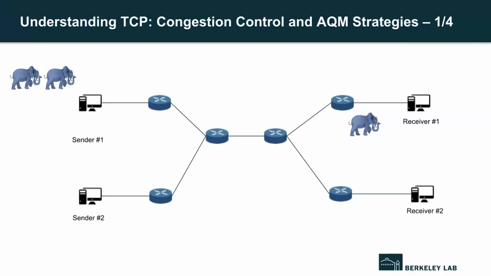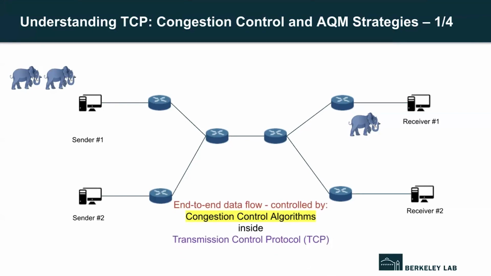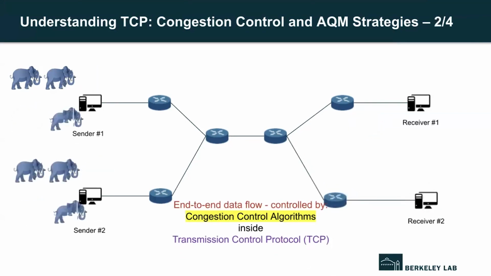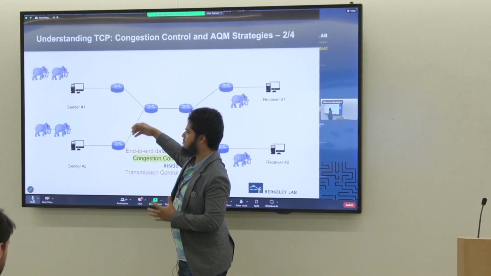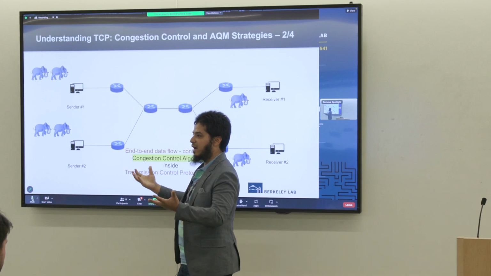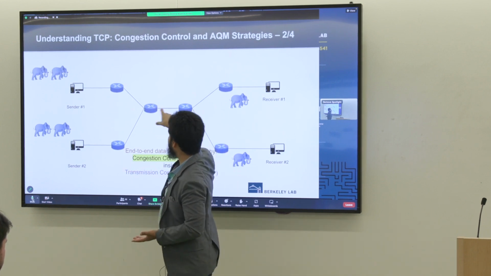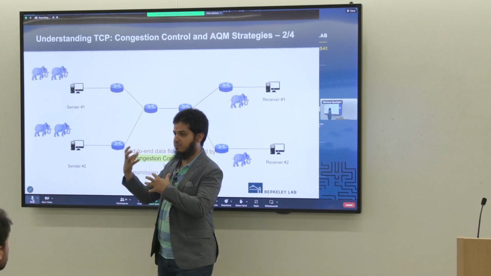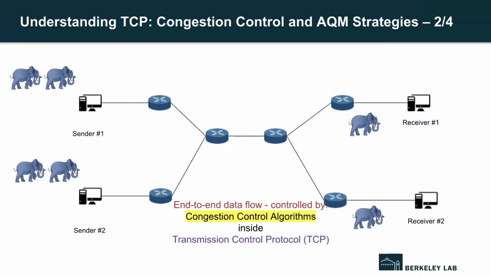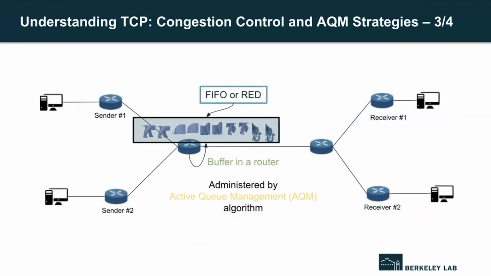Now, it is not only sender 1, but also sender 2 that is sharing the same link. So both senders try to send data at the same time. There is a problem here, because these two links may have higher capacity, while this one might have lower capacity. How can it deal with such an amount of data coming as a burst at the same time? So here the AQM algorithms come in.